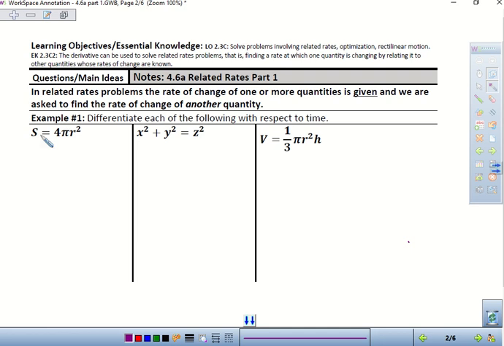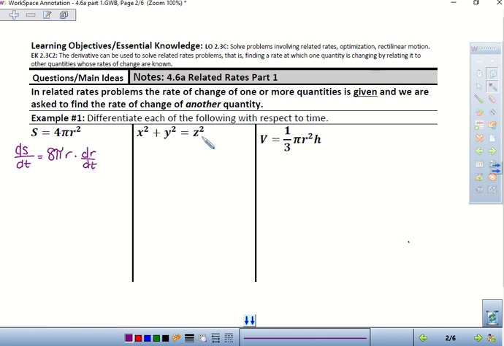So what would be the derivative of s? ds over dt. Good, ds dt. And then as you can see, 4 pi is a constant. So what's the derivative of r squared? 2r. Good, so that's going to be 8 pi times r times dr over dt. Remember, everything's in terms of time.